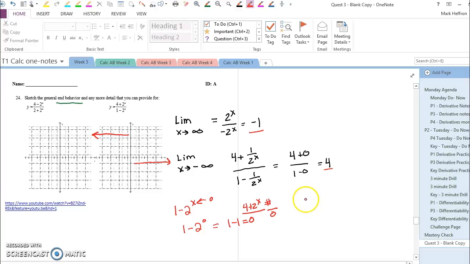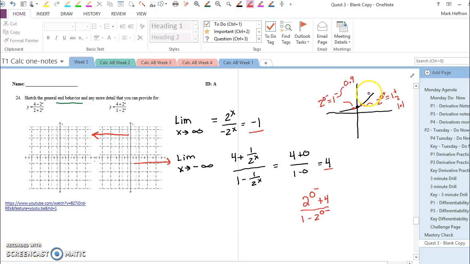So really, I'm now looking at what would be 2 to the 0 from the negative side plus 4 all over 1 minus 2 to the 0 from the negative side. And the same kind of thing from the positive side. And so here's where it's helpful to understand what y equals 2 to the x looks like. If we're looking just on the positive side of 0, we're looking at 2 to the 0 plus, which is just over 1 positive, or maybe 1.1. And on the other side, maybe we're about 0.9, something like that.